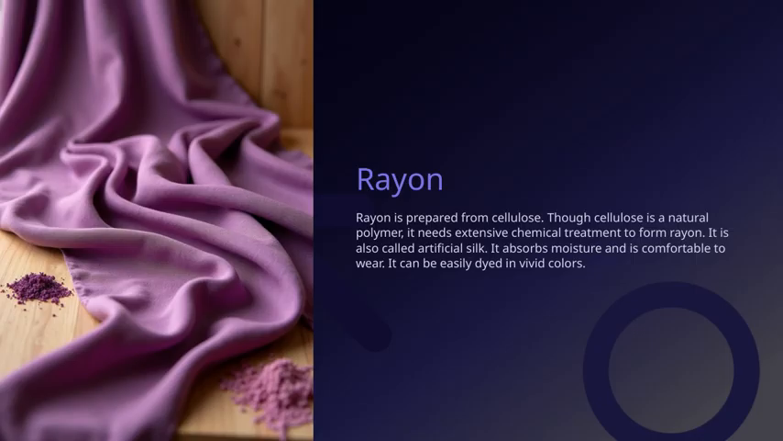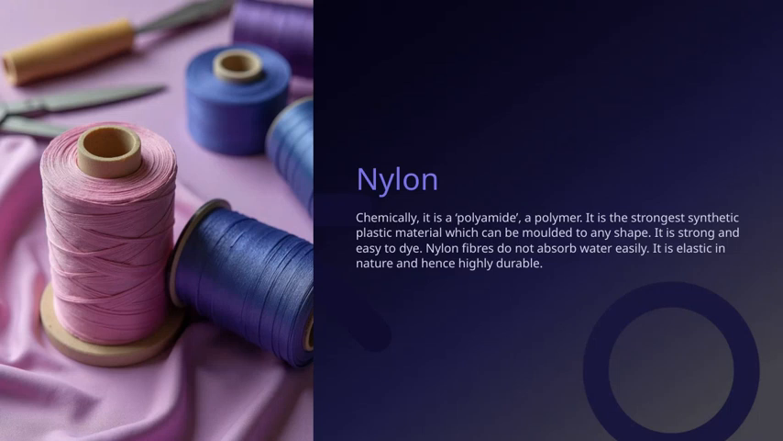Nylon is a fascinating material, and chemically, it's classified as a polyamide, which means it's a type of polymer. It's actually the strongest synthetic plastic material we have, and one of its great advantages is that it can be molded into virtually any shape you need. That makes it incredibly versatile. It's also known for being strong and easy to dye, so it can be customized in many ways for different uses.